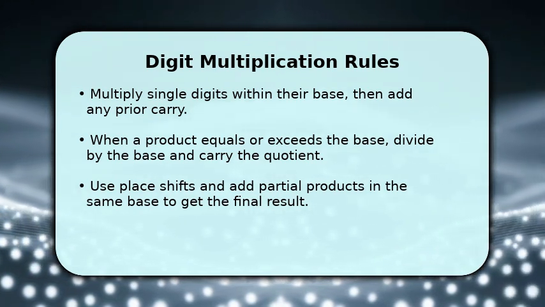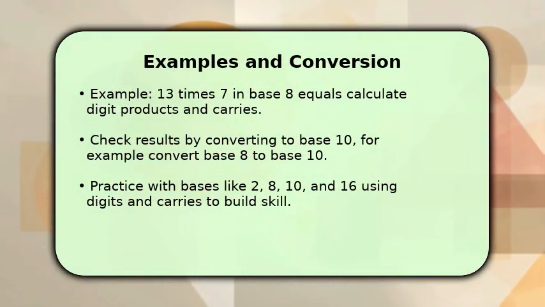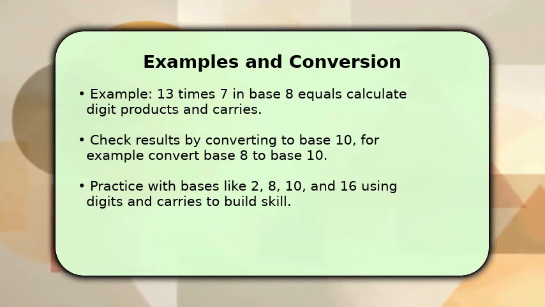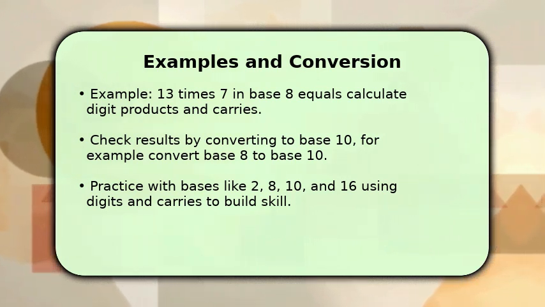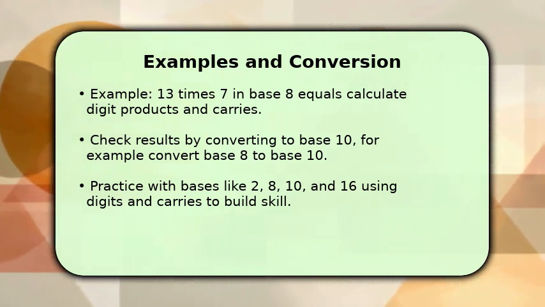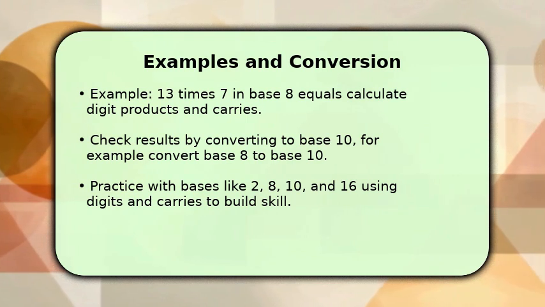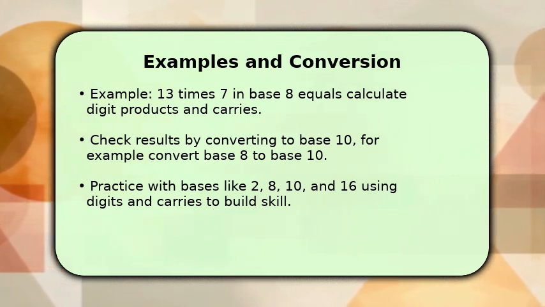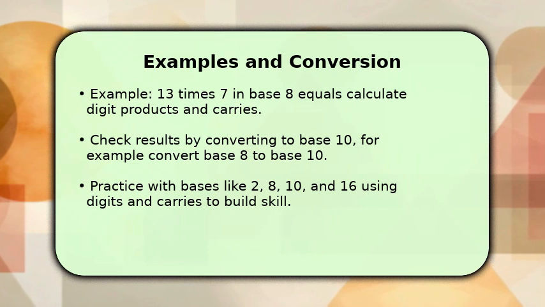Example, 13 times 7 in base 8. Calculate digit products and carries. First, convert digits. 1 and 3 in base 8 represent 1 and 3 in value. Multiply 3 by 7 to get 21 decimal, which is 25 in base 8. Write 5 carry 2. Then multiply 1 by 7 to get 7. Add carry 2 to get 11 decimal, which is 13 in base 8.